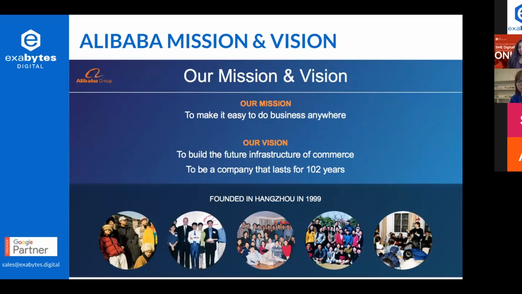For example, for Alibaba, you can see their mission and vision is very clear: to make business be everywhere, and it can do. And from there, you have to see how to build a future infrastructure for e-commerce, so the company can last for 100 years. What does that mean? In terms of SMEs, especially those who are traditional businesses, you have to think about what is the backup plan and what is the business infrastructure.